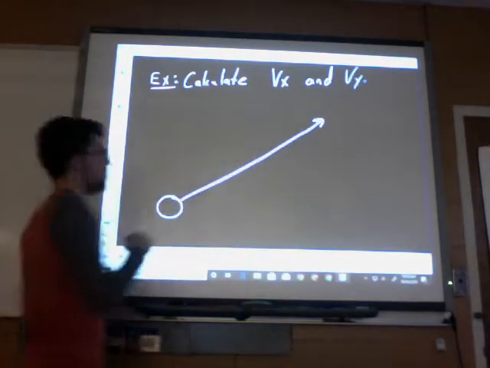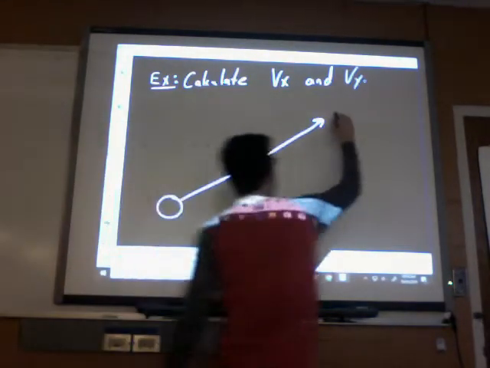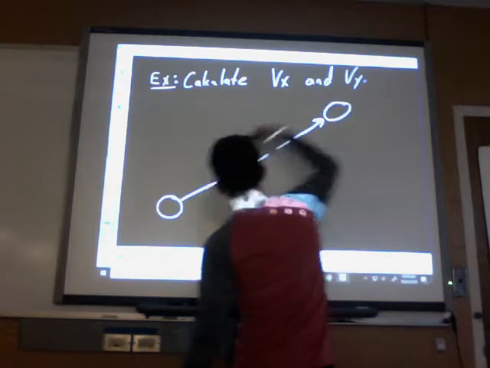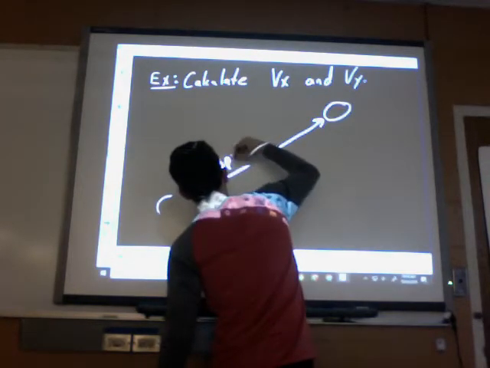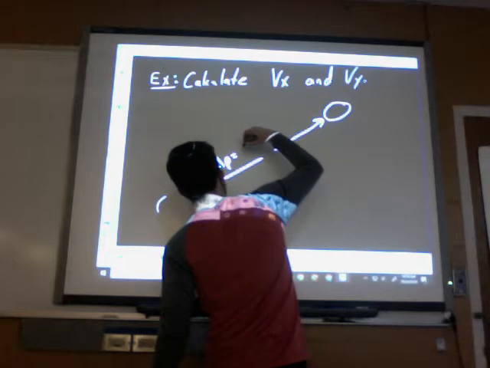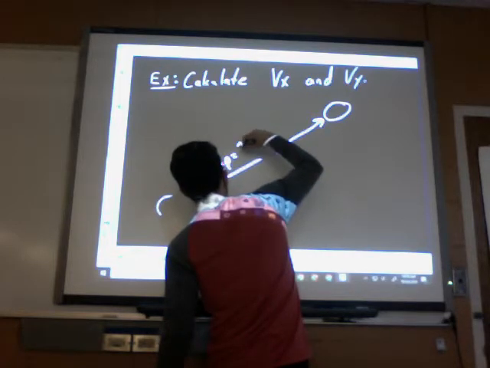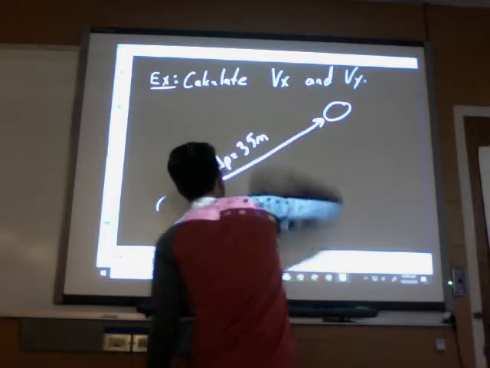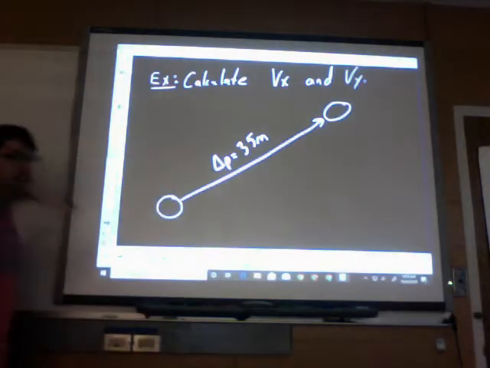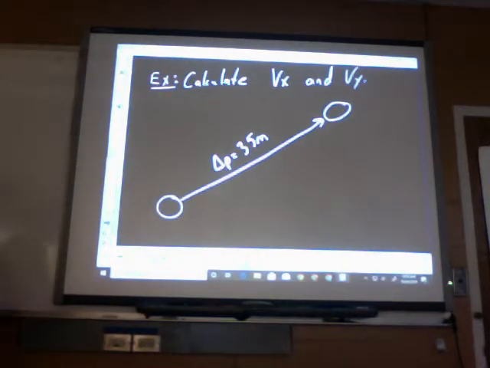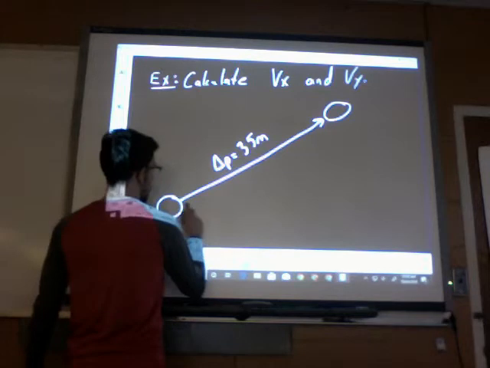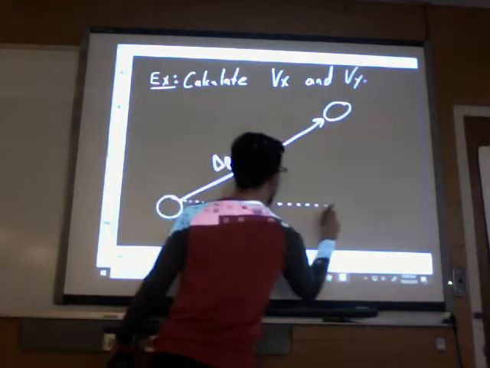I'm going to give you delta P. So it goes over here. This is a pretty tough problem. Delta P is, let's say they kick this soccer ball 35 meters, and it makes an angle of 22 degrees with the sidelines. That's what I mean here, 22 degrees.